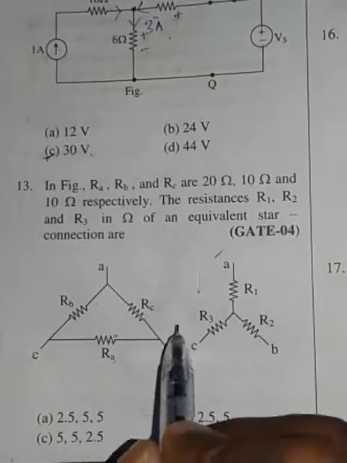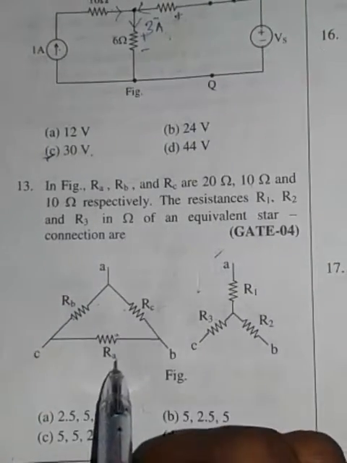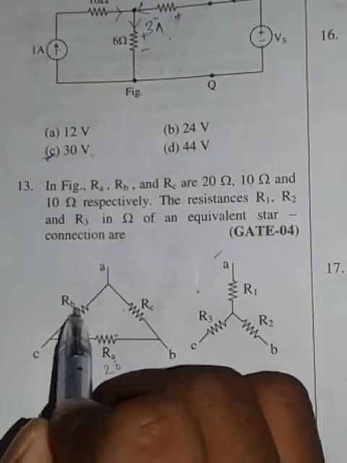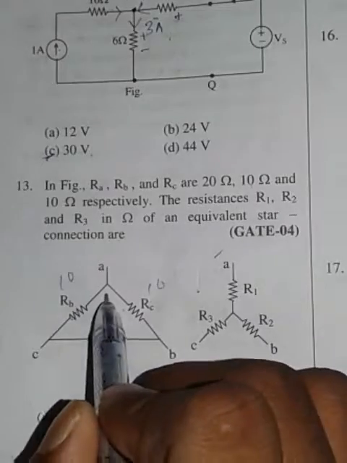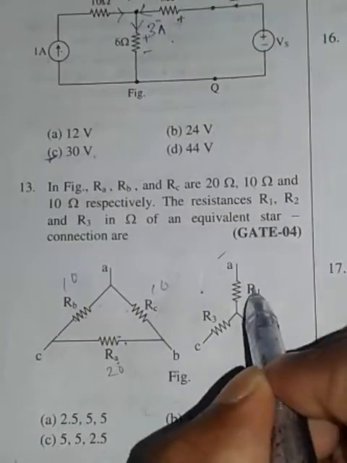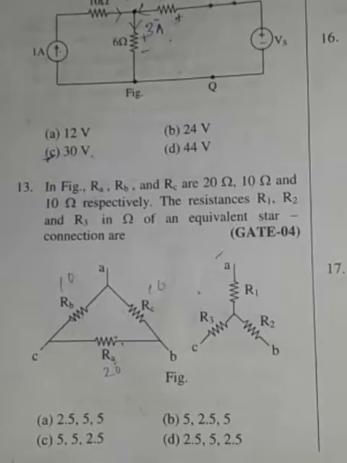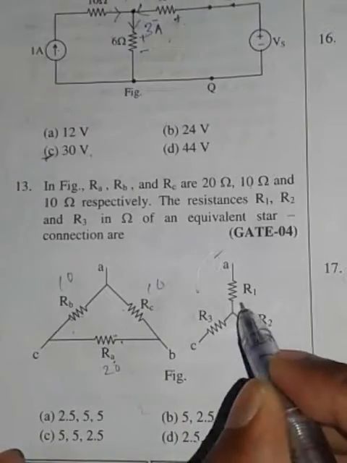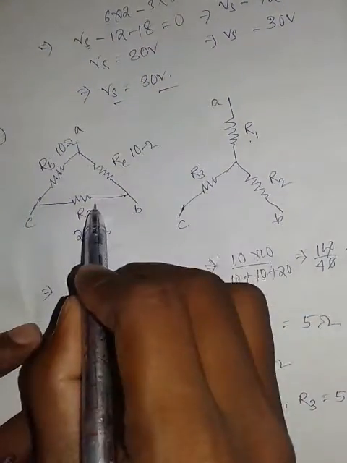So this is the delta connection. RA, RB, RC are given: RA is 20, RB is 10, and this is also 10. They are asking for the star values, because we have already done delta to star connection. This is delta, and this is the star.